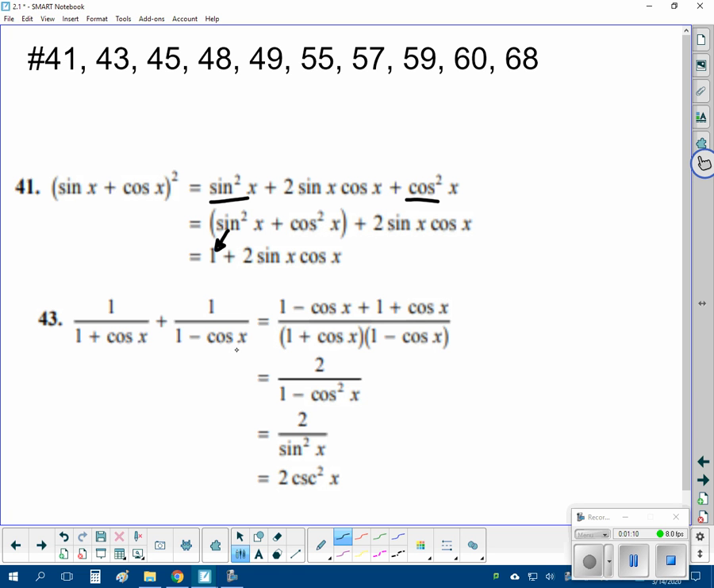43, they got a common denominator. You would need one of each of them. You'd have to multiply this one by 1 minus cosine, this one by 1 plus cosine. Combine your like terms on top. The cosines cancel. 1 plus 1 is 2. The bottom foils out to 1 minus cosine squared, which we know then becomes sine squared. And then 2 over sine squared becomes 2 cosecant squared.